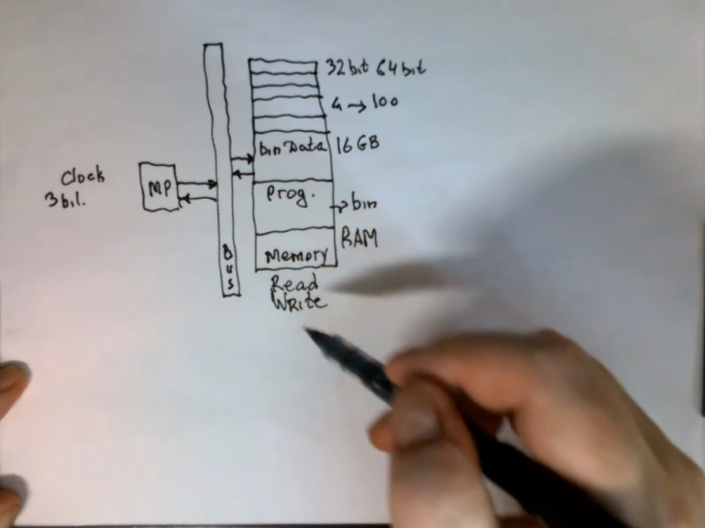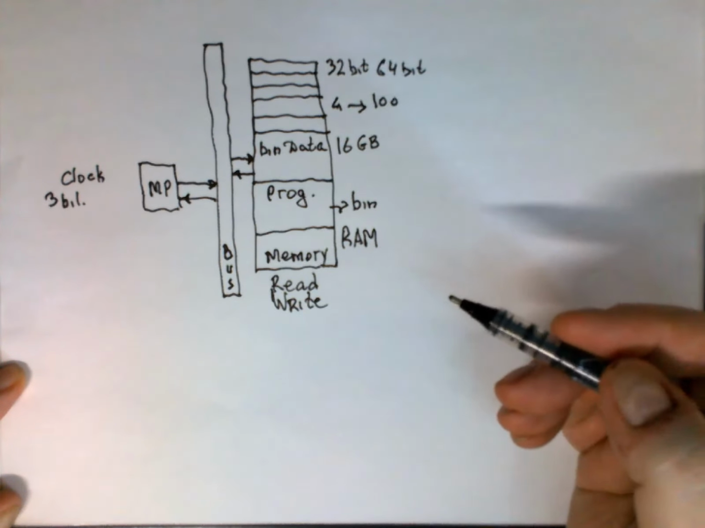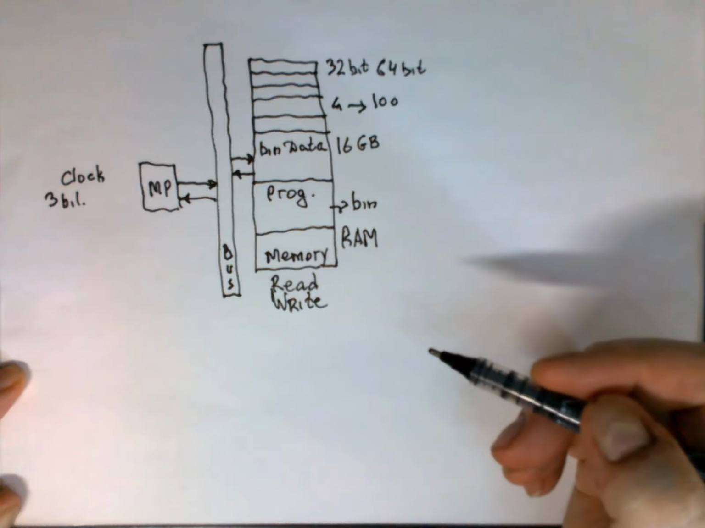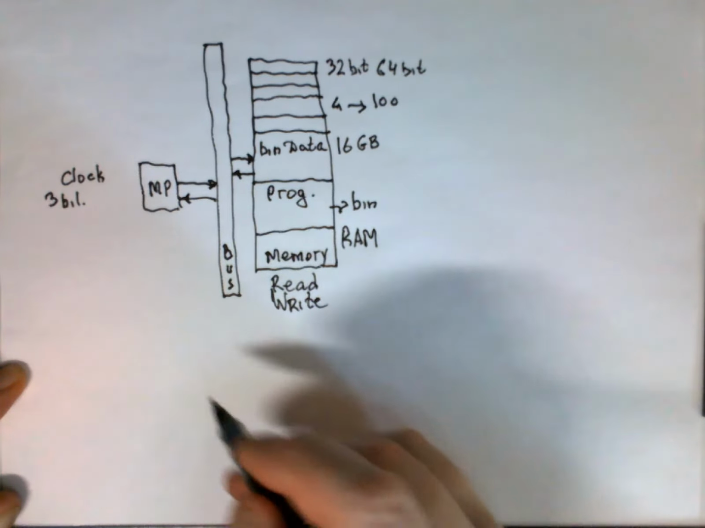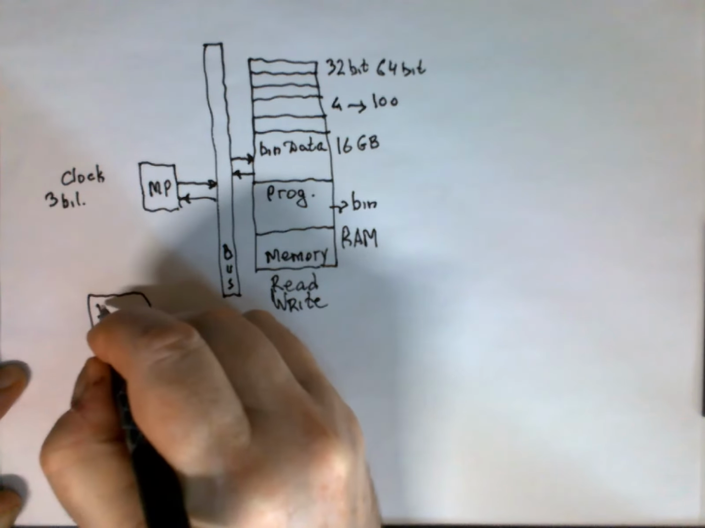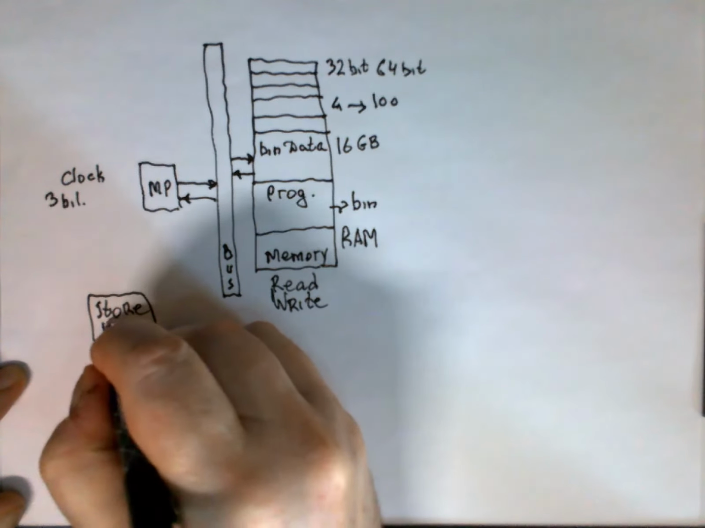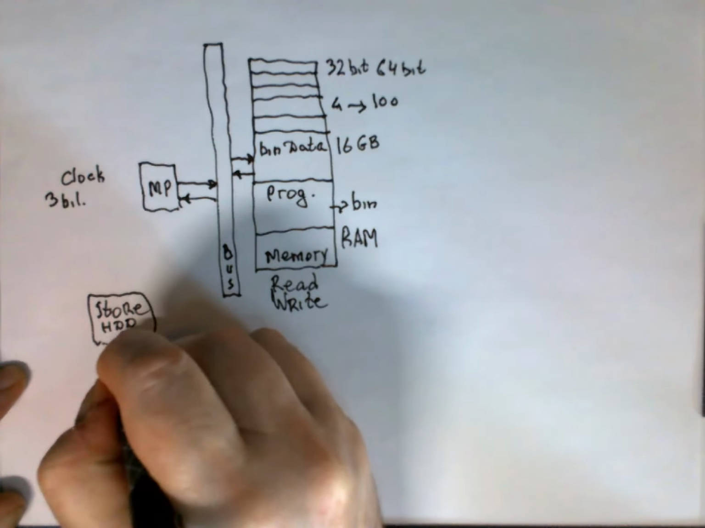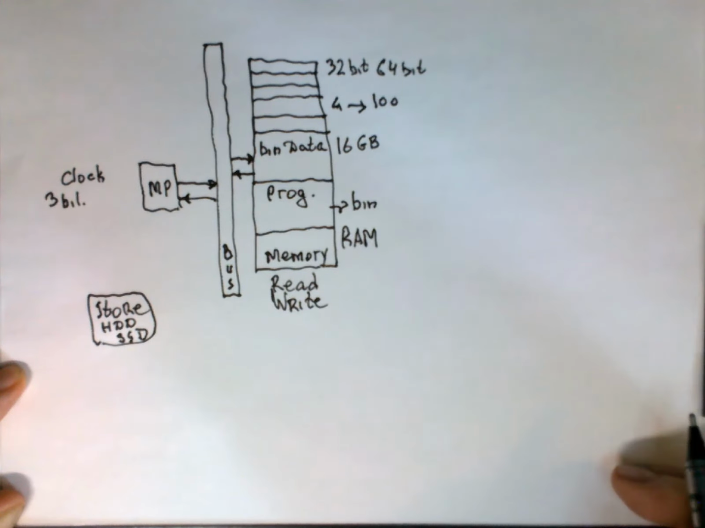Folks, memory has a feature. When the power is zero, memory will be zeroed. That vulnerability makes it necessary for a computer to have a storage device. Storage device, folks, I'll put it here. Storage device for information. It could be an HDD, hard disk drive, or an SSD, which is a big flash drive.